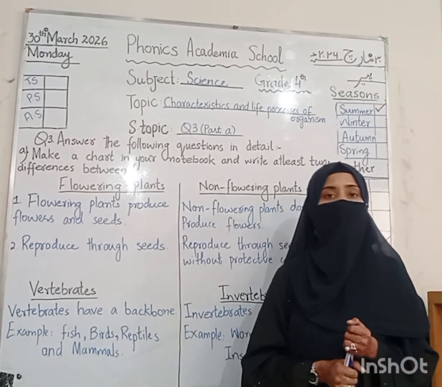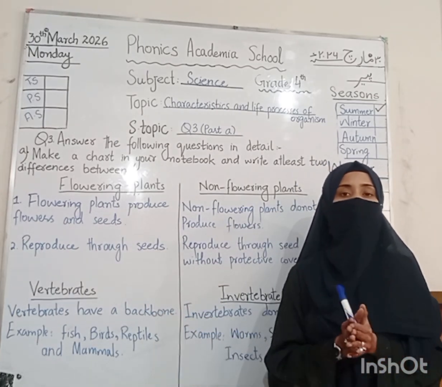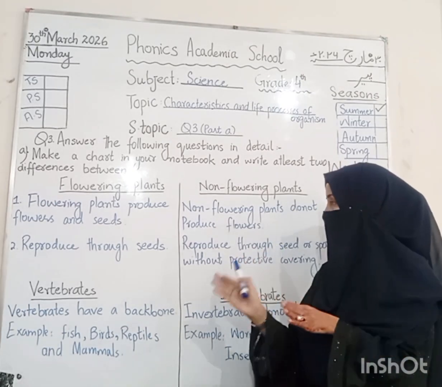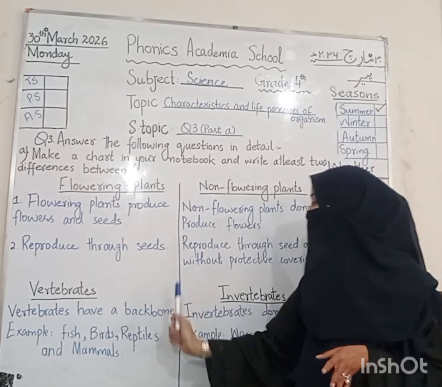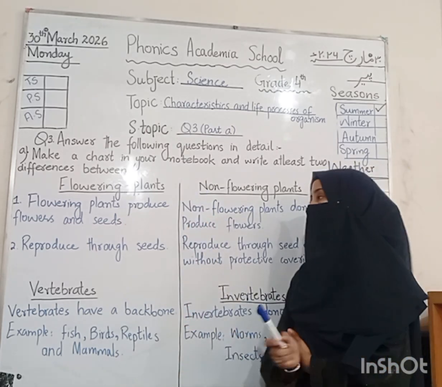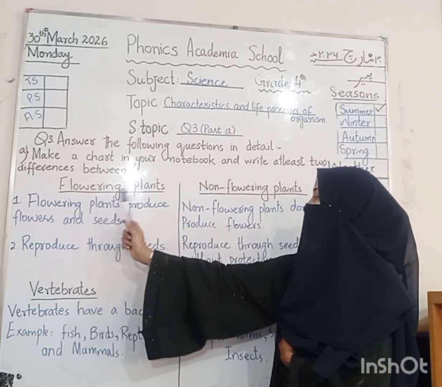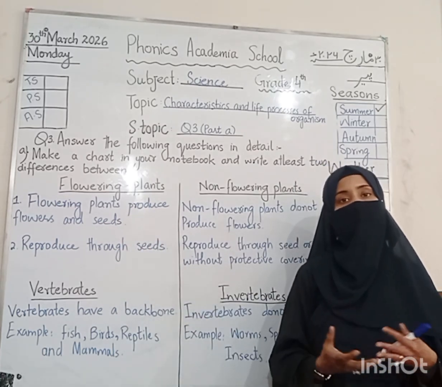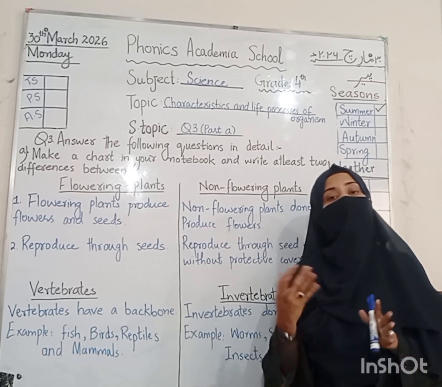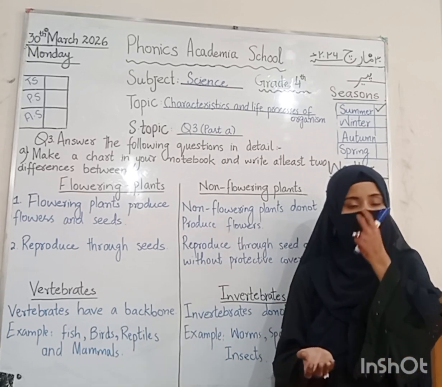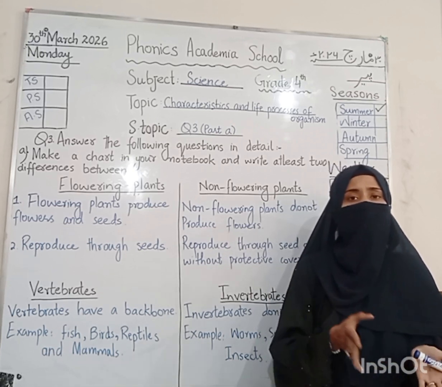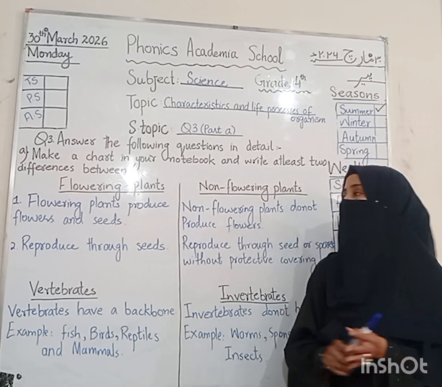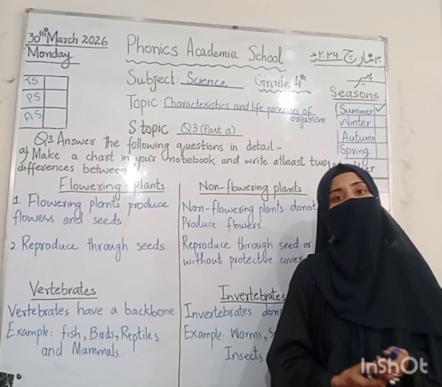So in this question they are asking you to make a chart in your notebook and to write the difference between two different groups, flowering plant and non-flowering plant, and vertebrates and invertebrates. So moving towards the flowering plants produce flowers and seeds. Flowering के name से आपको you have to get idea that flowering means those plants who produce flowers. So flowers will convert into fruit, and fruit have a seed. So flowering plants produce flowers and seeds.